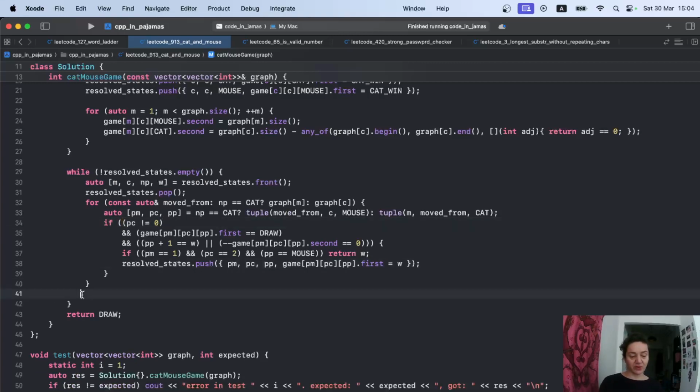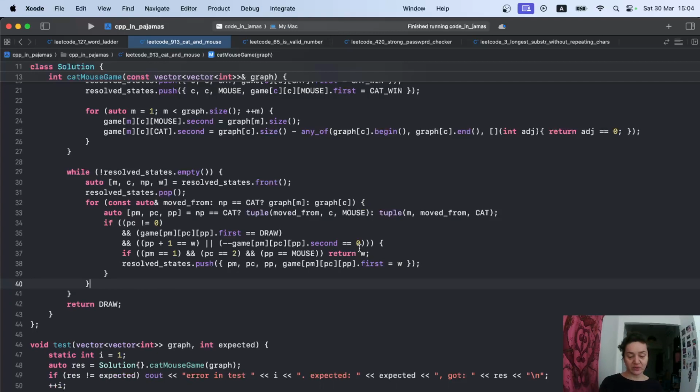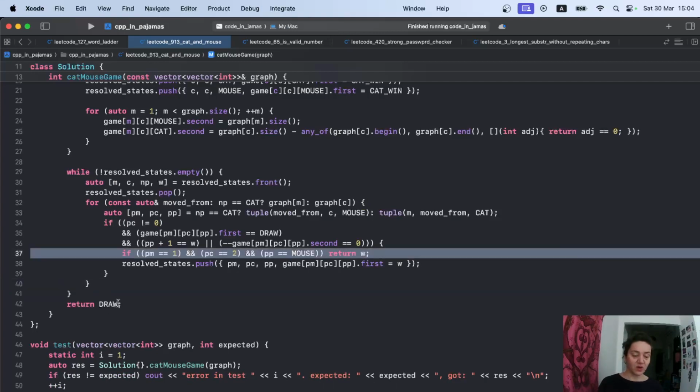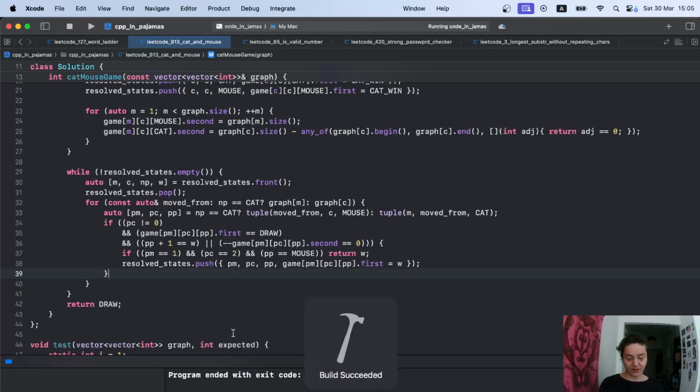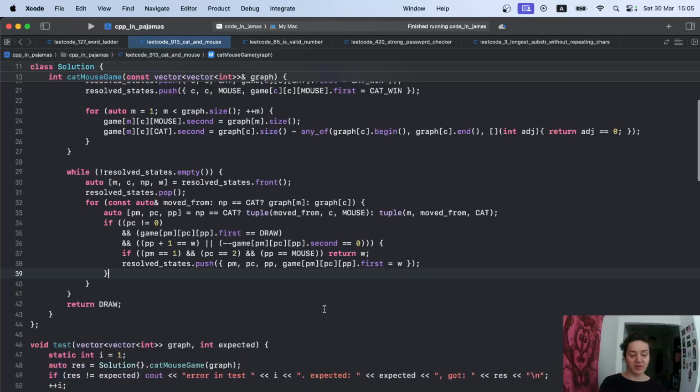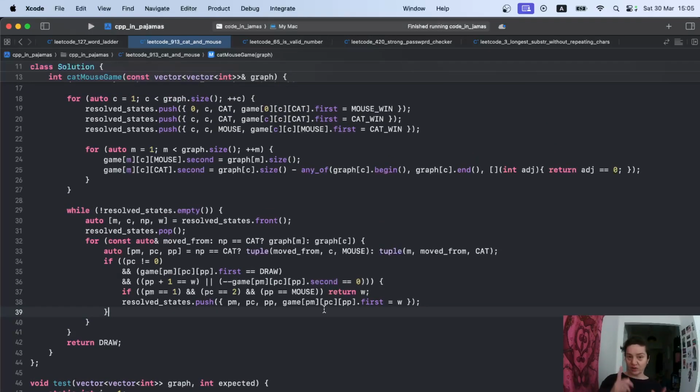Okay, so if we're out of this loop without having returned, then it's a draw. Okay, let's see if this runs first. Great. And before we run it on LeetCode and everything, I have promised you something. We'll do that, then we'll talk about complexity, still some things to do.